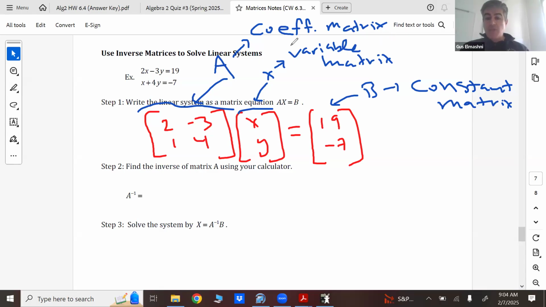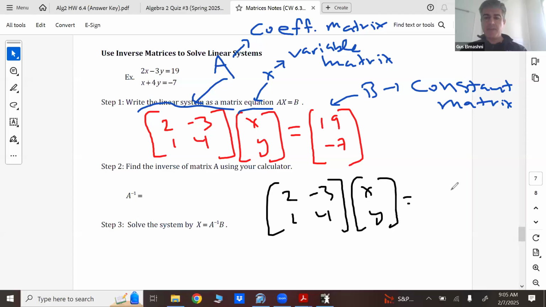So what actually is happening here is this. I'm gonna write this one more time, and I'm gonna add something to the left of each side. So let me repeat this: 2, -3, 1, 4, x, y equals, and you need to leave a gap, by the way. You need to leave a gap like this. Now I'm going to tuck this in.